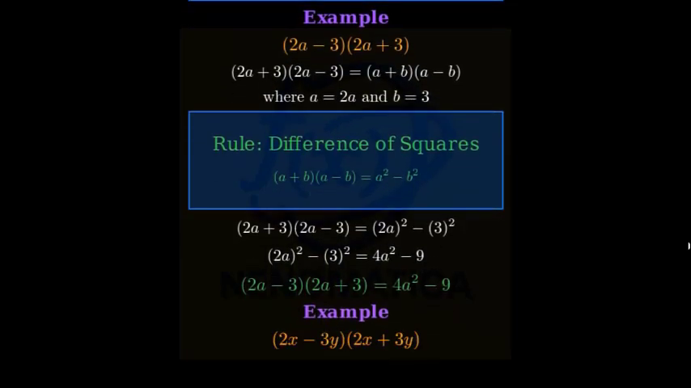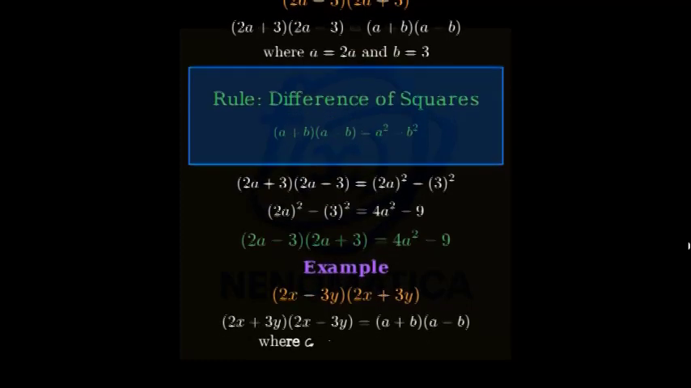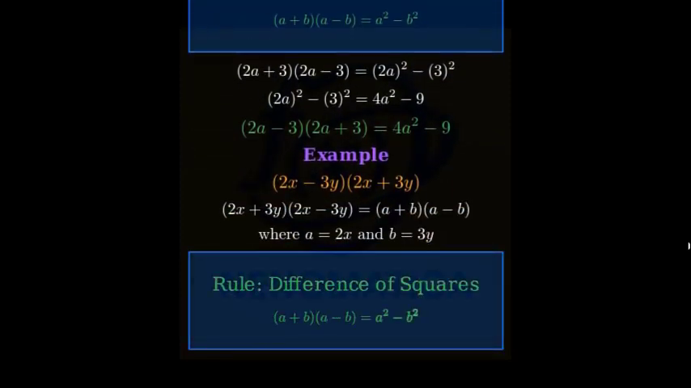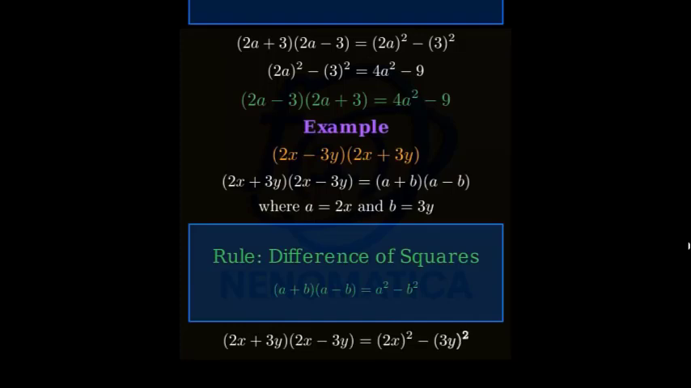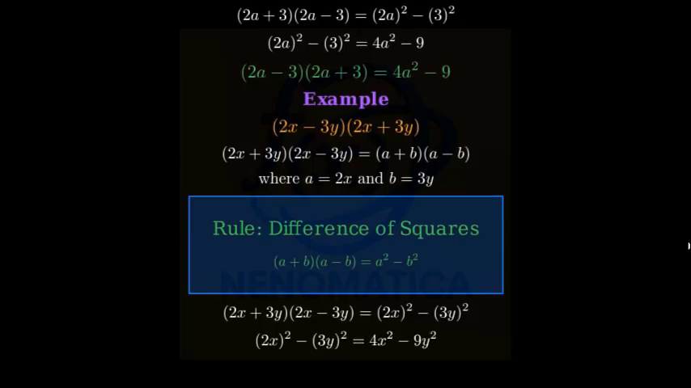We want to find the result of the expression 2x minus 3y multiplied by 2x plus 3y. Similar to the first example, we can recognize this as a difference of squares pattern. Here, a equals 2x and b equals 3y. Using the difference of squares formula, we get a squared minus b squared, which is (2x) squared minus (3y) squared.